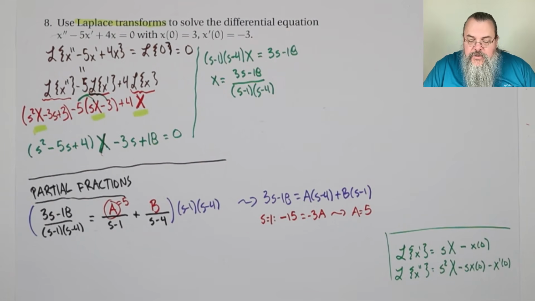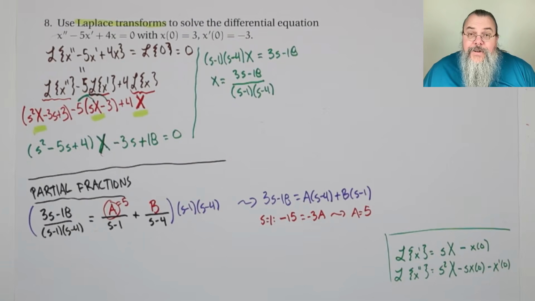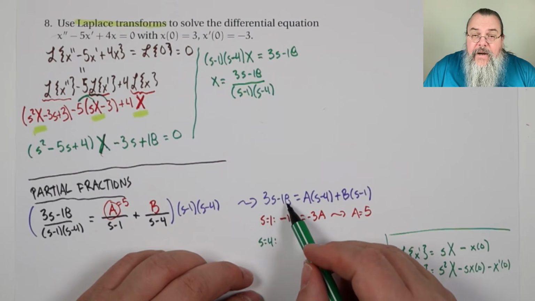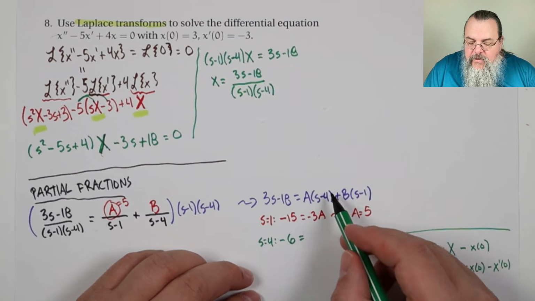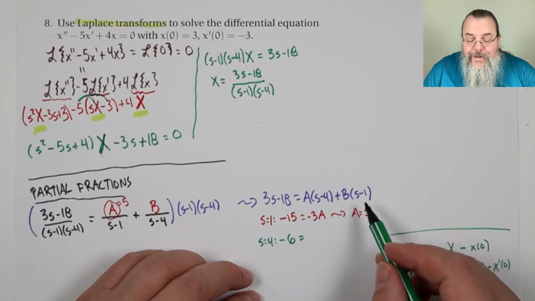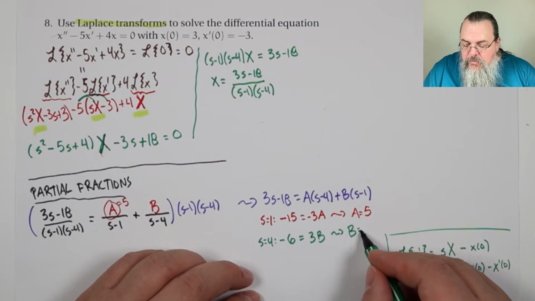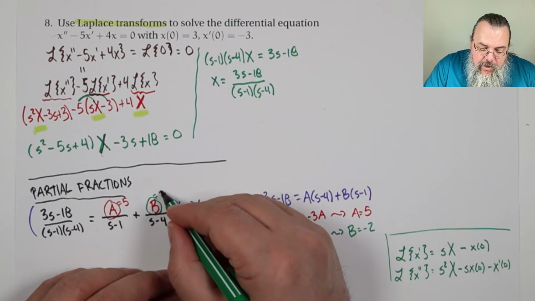But we can make another good choice. Say, well, let's knock out the other term. Okay, so what would do that? 4 could do that. So let's plug it in. So we plug in 4. S equals 4. What happens? 12 minus 18, negative 6, equals 0. And B times 3. 3B. So that says, oh, B should be negative 2. All right, so B is minus 2.